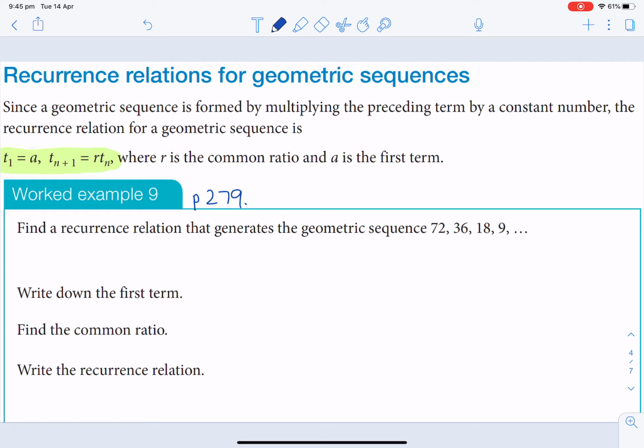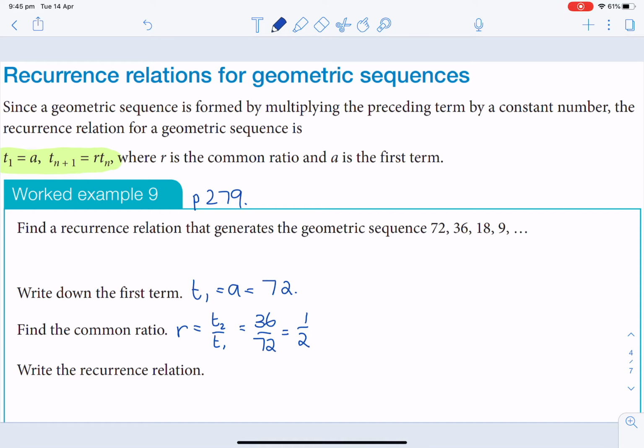So write down the first term. This is my A value. So I've got my T1 or my A value, and my first number is 72. Then my common ratio, my R value. I know that my R value is my second term divided by my first term. In this case it is 36 on 72, which equals 1/2.